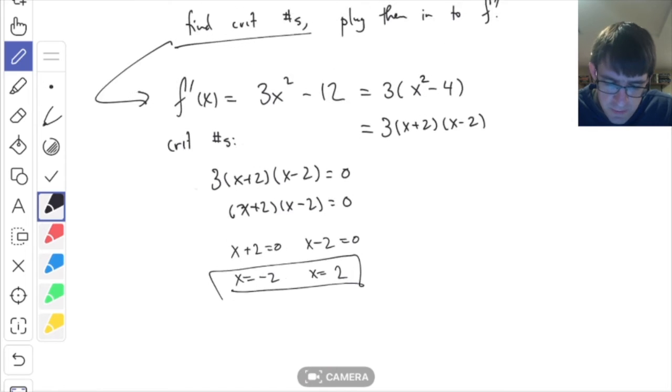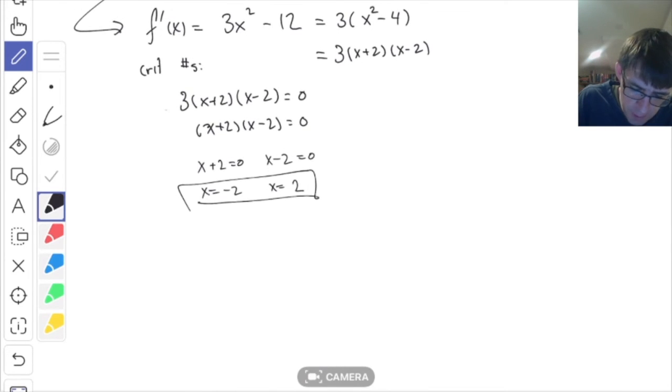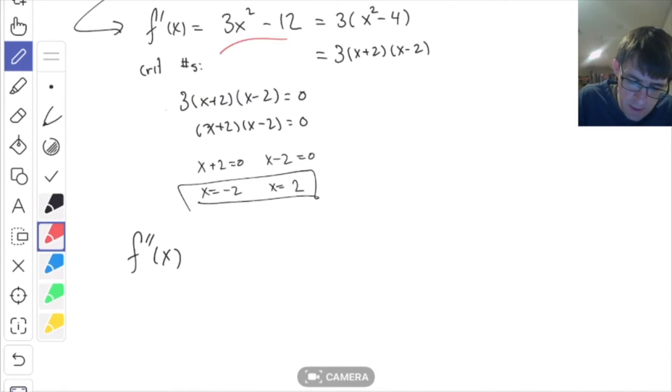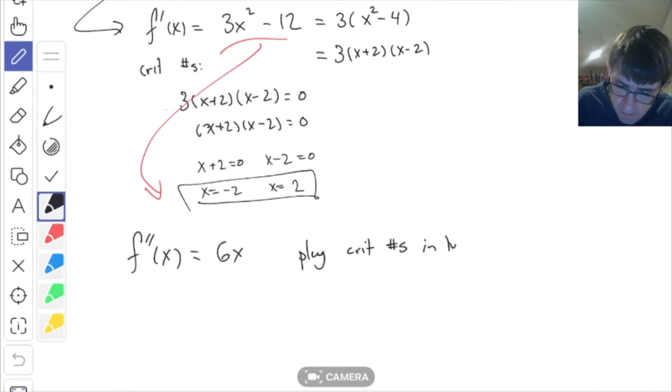And remember I said the method for doing the second derivative test, you find the critical numbers, I just did, and you plug them in to f double prime of x, the second derivative. So plug those two numbers into f double prime. First of all, I have to find f double prime. It comes from taking the derivative again right here. It is 6x, right? We did that in the previous example. And now I'm going to plug the critical numbers in to f double prime.